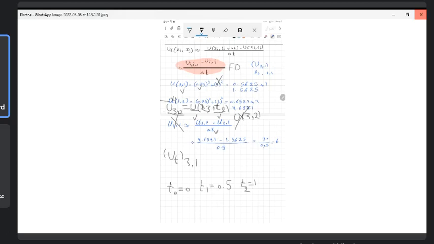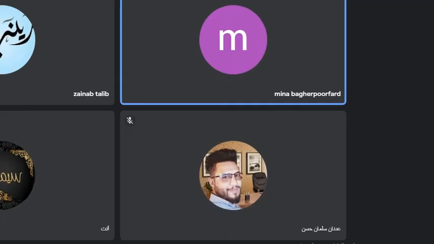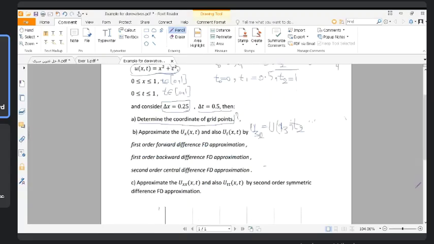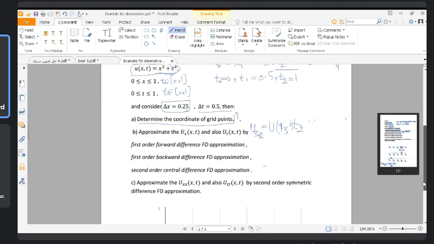Can you not see my screen? My internet is weak. Please share. Can you see this diagram? I repeat again.